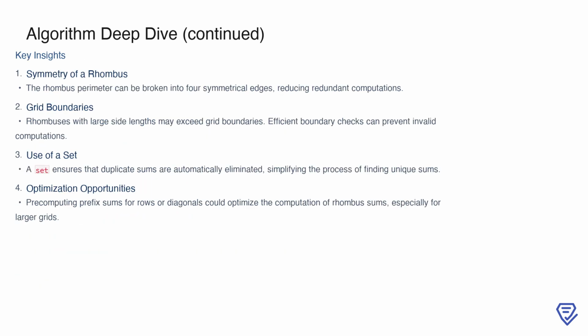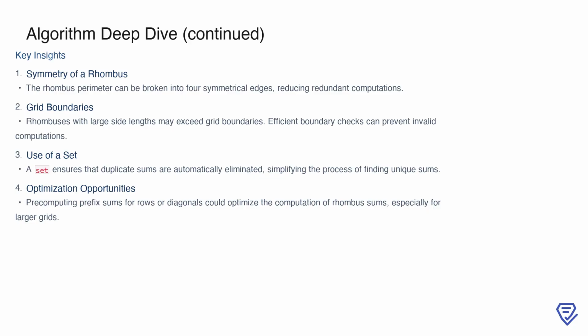A few key insights help optimize our approach. First, the symmetry of a rhombus allows us to break its perimeter into 4 symmetrical edges, which minimizes redundant calculations. Second, boundary checks are essential to ensure that rhombuses with large side lengths do not exceed the grid dimensions, saving unnecessary computations. The use of a set is another important feature, as it automatically handles duplicate sums, simplifying the task of identifying unique values.